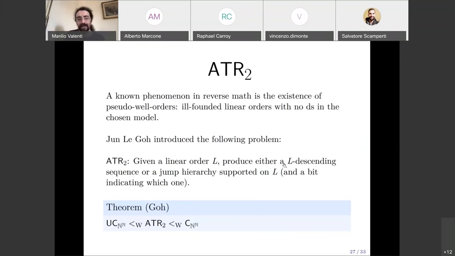A small technical thing, which doesn't really matter much, is that ATR2 also gives you a bit indicating whether it's producing a descending sequence or a jump hierarchy. So not only does it give you an infinite string, it also tells you what it is producing. And he proved that this problem is strictly between C_Baire and UC_Baire. Even arithmetically, it doesn't matter, but yes, it's strictly between UC_Baire and C_Baire.